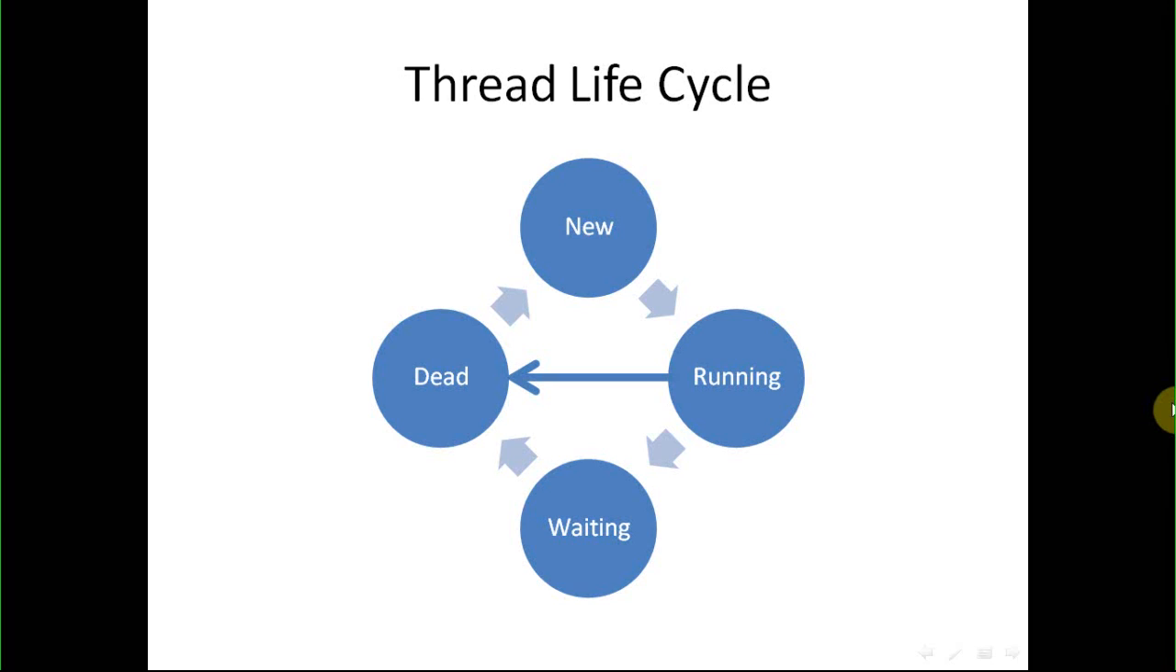Another state of a thread can be the dead or terminated state. When your thread finishes its task, it will be terminated and go to the dead state. Also, it's possible that your thread is terminated in some other ways. So it may go to the dead or terminated state in the middle of the running state, in the middle of executing its task.